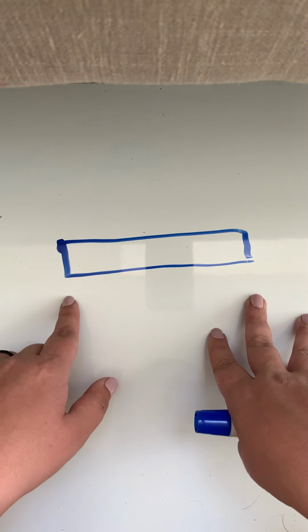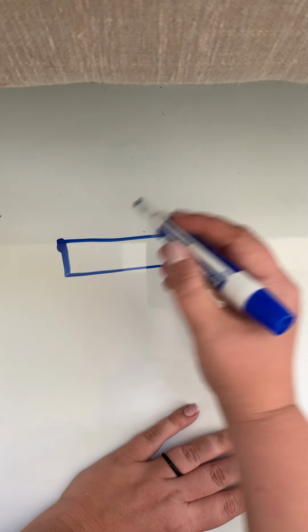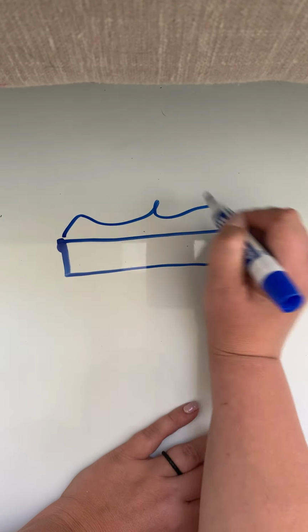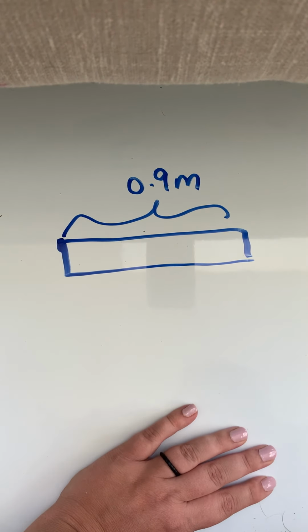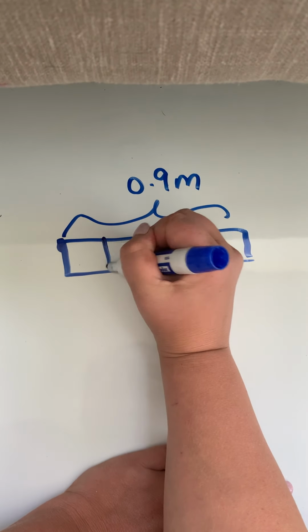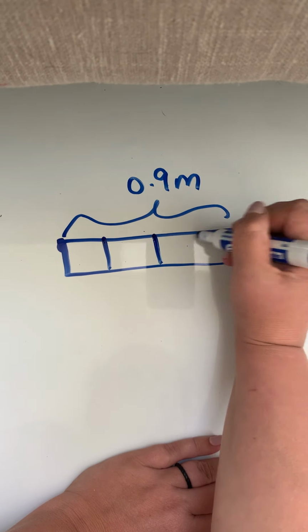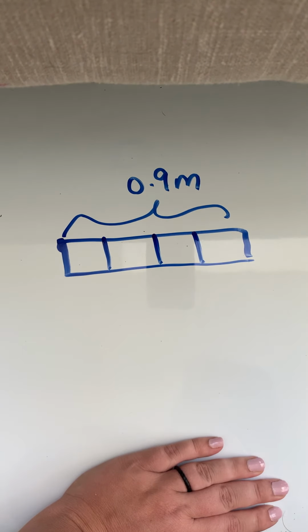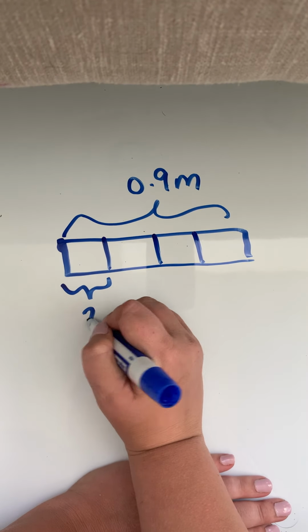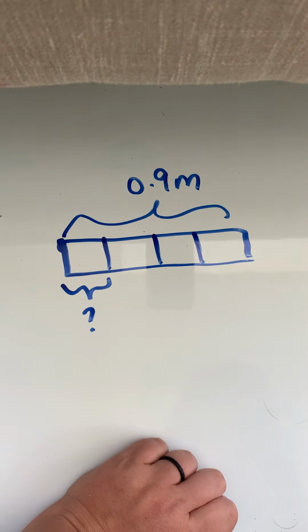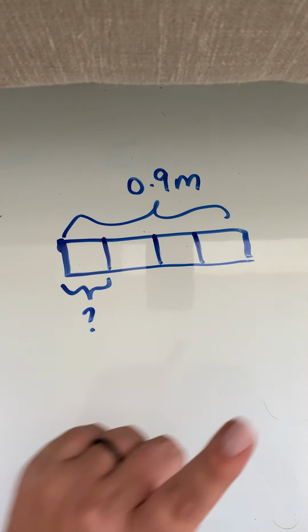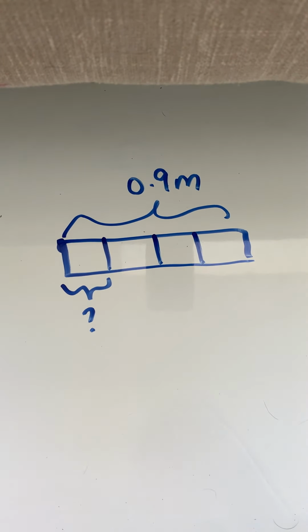A plumber has a copper pipe that is 0.9 meters long, right? He cuts the pipe into 4 equal pieces. Boop, boop, boop. Okay. Find the length of each piece in meters. Okay, good. It's already in meters, so I'm good. Round your answer to the nearest 1/10 of a meter. All right, we got it.